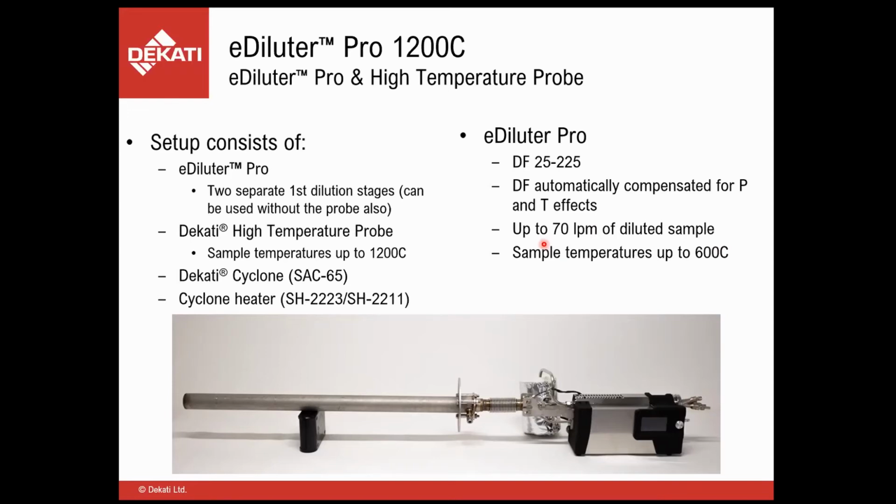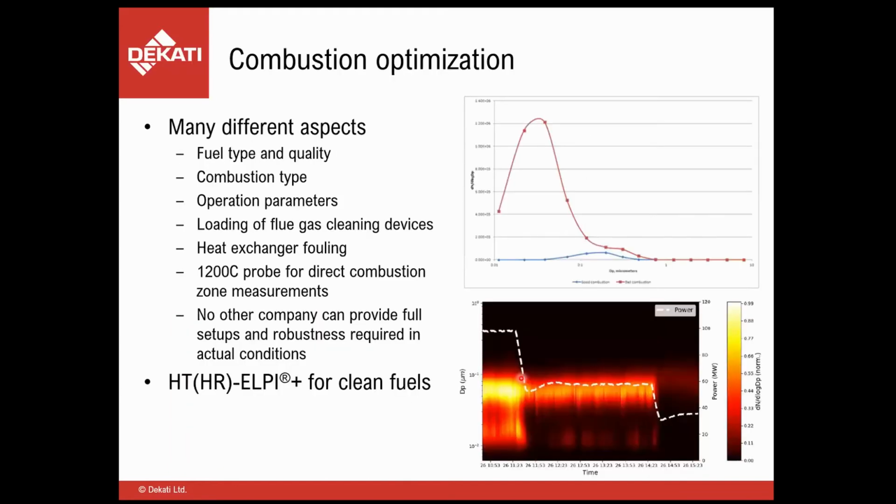If there's a need to sample from even higher temperatures, we have what we call the Dekati high temperature probe, which we can use for sample temperatures up to 1200 Celsius. Then we use a cyclone and a cyclone heater here to cut out particles above 10 microns. But we'll first discuss some uses of these high temperature measurements. And typically they would be used in combustion optimization. So measurements directly from the combustion zone with the high temperature probe.